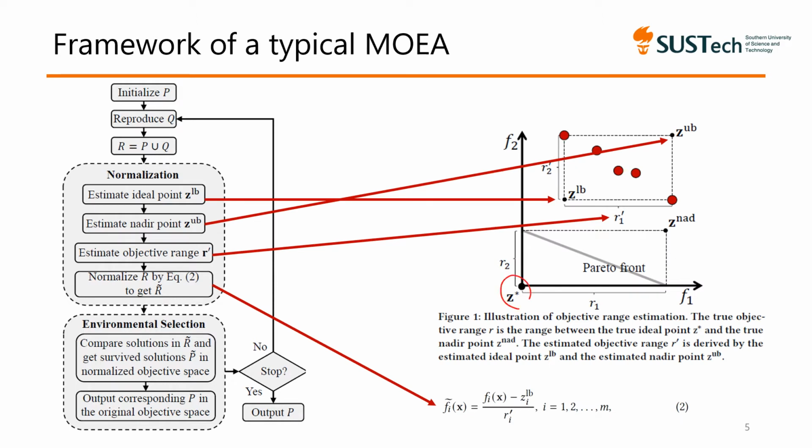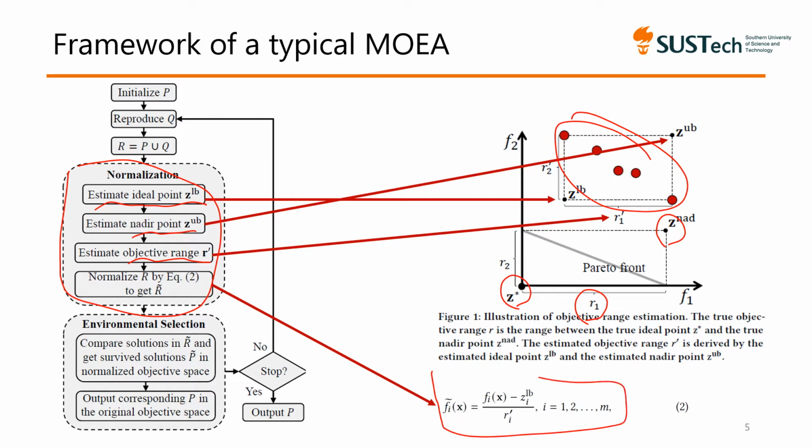Since the ideal point, the nadir point, and the objective range are usually unknown in the real-world MOP, as you can see here in the normalization method, we estimate the ideal point, nadir point, and the objective range at every generation using all the examined solutions here. And then we normalize each objective using this equation.